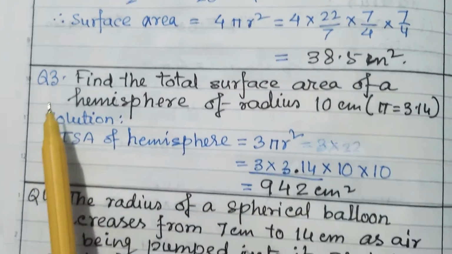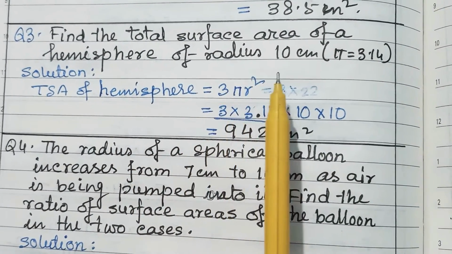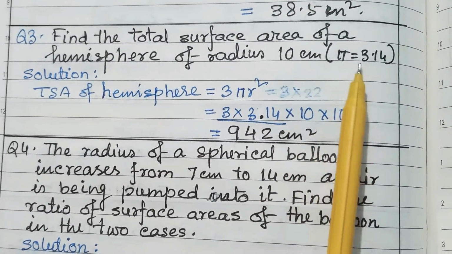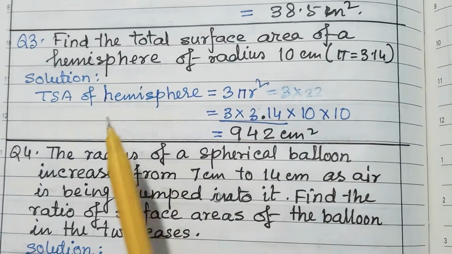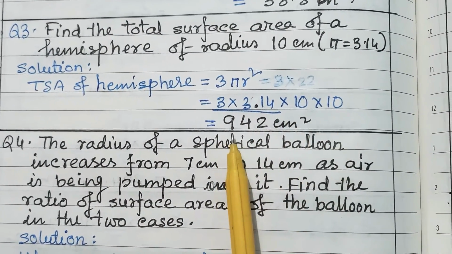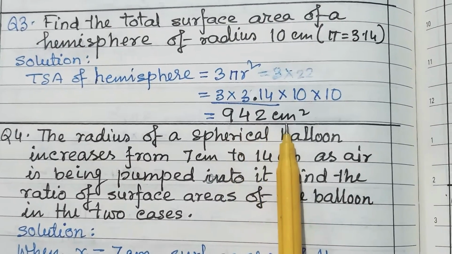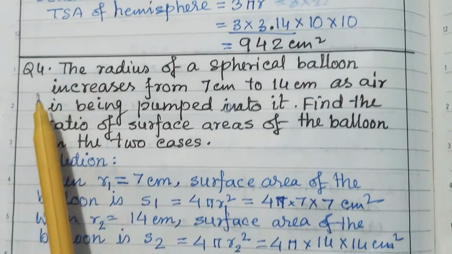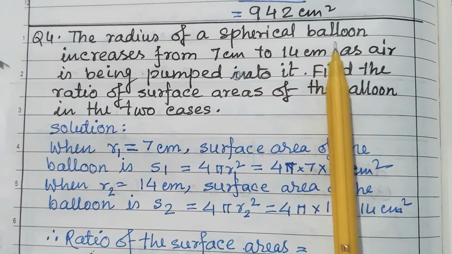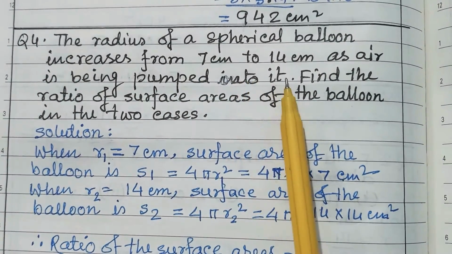Question number 3, find the total surface area of a hemisphere of radius 10 centimeter. You have to take the value of pi as 3.14. Now the TSA of the hemisphere is 3 pi r square, and it is 942 centimeter square.